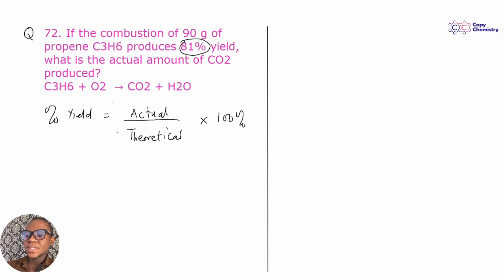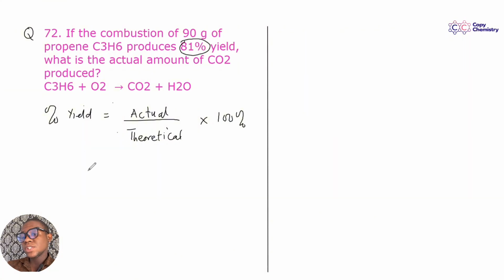So we know the percent yield, that's 81. So we really need to know what the theoretical yield is so that we can plug it in here and solve this question. So that's it. So we have to go ahead and calculate what the theoretical yield of CO2 will be if 90 grams of propene is combusted. Does this make sense to you? All right, so let's go ahead and do that.